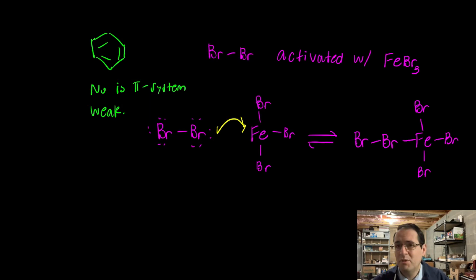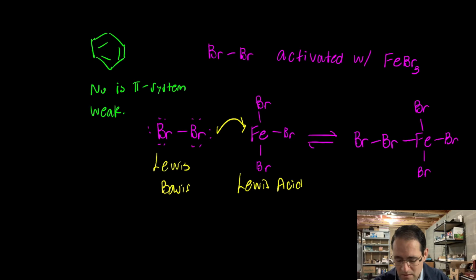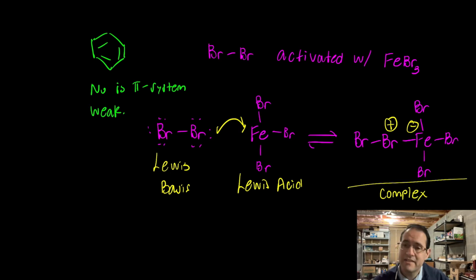this is an acid-base reaction. It was briefly covered in chapter 2 of your book, but this is a Lewis acid. This is the Lewis base. And this is the Lewis acid-base complex. And this substance here is much more activated. Now, if you look carefully, you can see now that there's a positive charge on that bromine on the right.